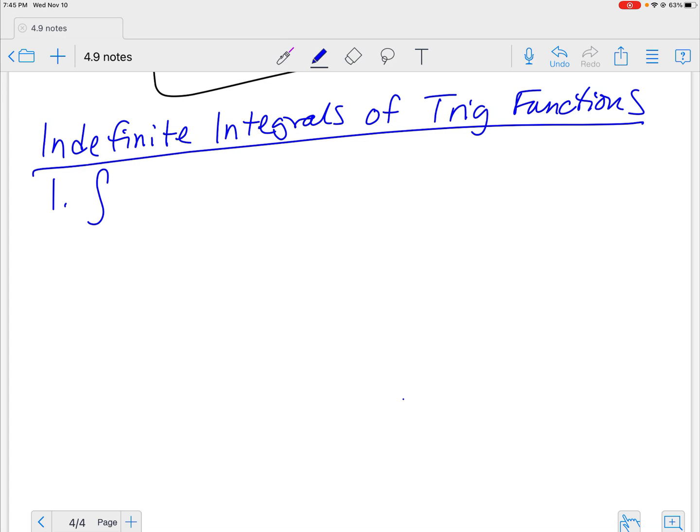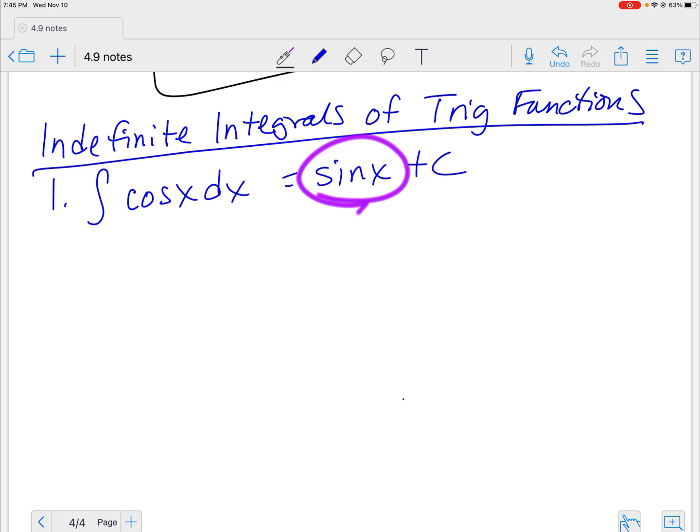So if I want to take the integral here of cosine x dx, what do you have to do to get the derivative of cosine? That's sine, right? So here I have sine x, of course, plus c, because it's always indefinite. And you can always go backwards with it. What's the derivative of sine? Cosine, right? It's the antiderivative. Good, so we're just going backwards.